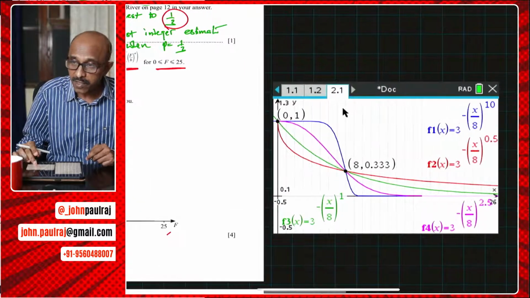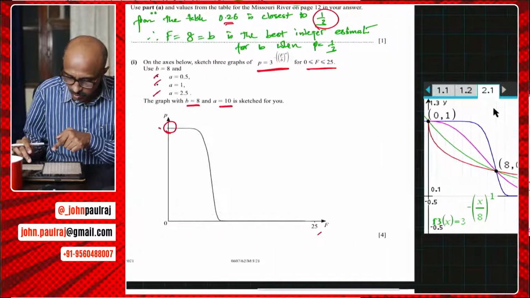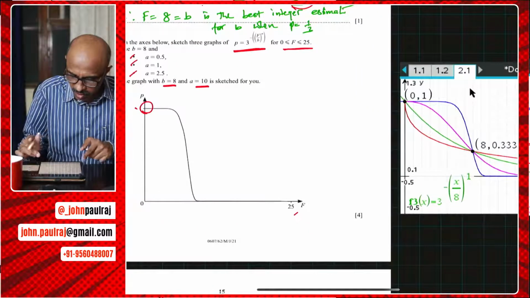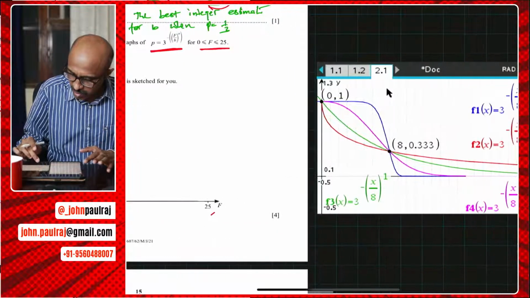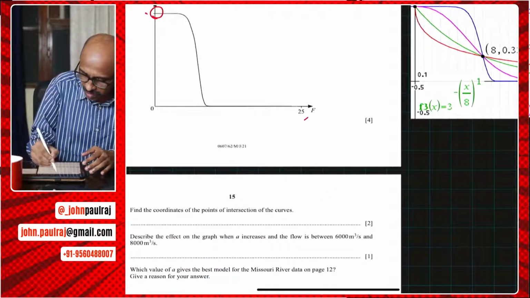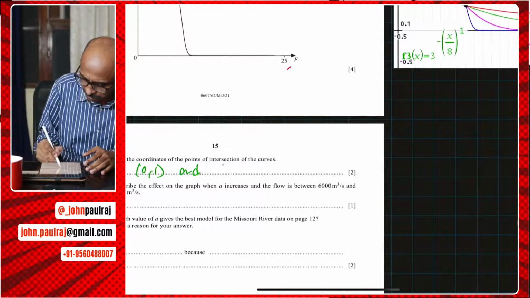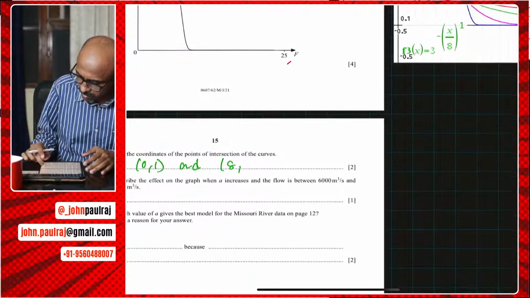So that's the graph. You need to make sure that you copy the graph as it is, and that you indicate those points. I think they've got 4 points just to draw the graph. You've got the sketch, and the 2 points of intersection are 0, 1. These are coordinates, so you can write down 0, 1, and what is that? It's 8, 0.3333.